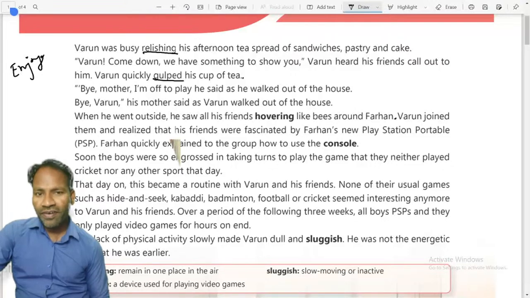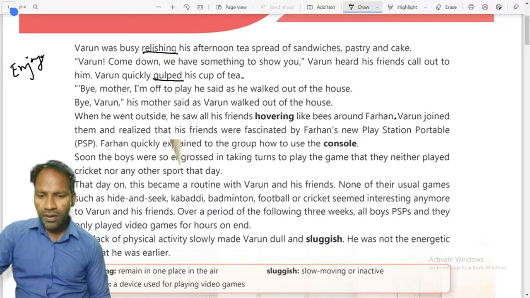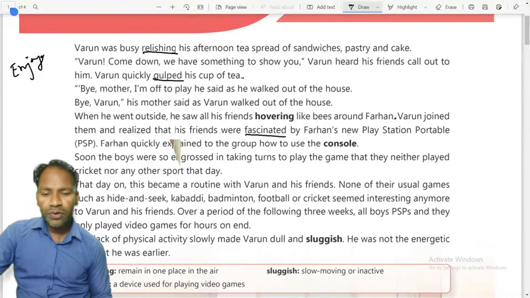When he went outside, he saw all his friends hovering like bees around Farhan. One of his friends, named Farhan, had something, and all his friends engulfed him. Farhan was at the center, and all the friends were peeping inside, standing around Farhan. They were looking at something. Varun also joined and realized that his friends were fascinated by Farhan's new PlayStation Portable.